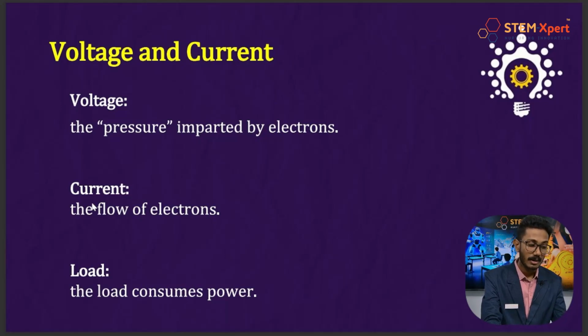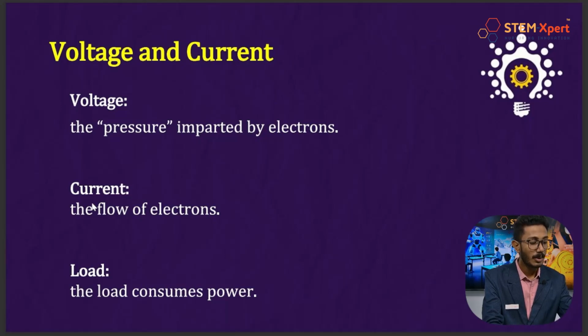Load means what? The load consumed by the power. Here the LED acts as the load. Hope you understood what is current, voltage and load. So remember our potato battery circuit: the LED is the load there, the potato battery is the current source, and voltage is the pressure imparted by those electrons. Hope you understood what is current, voltage and load.